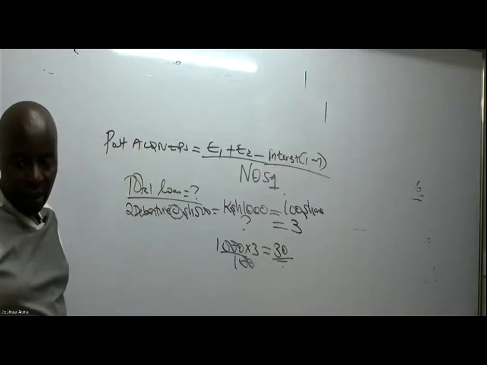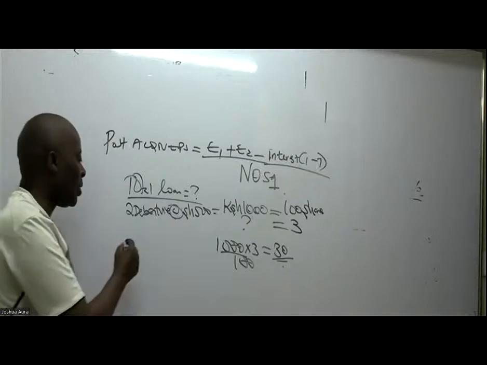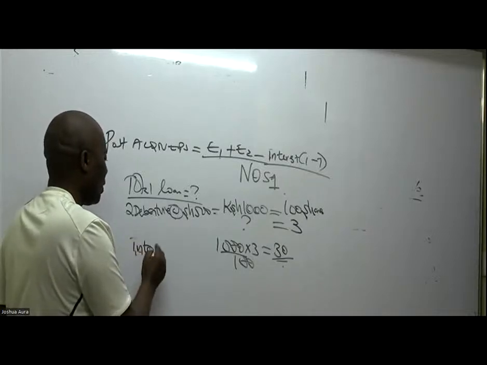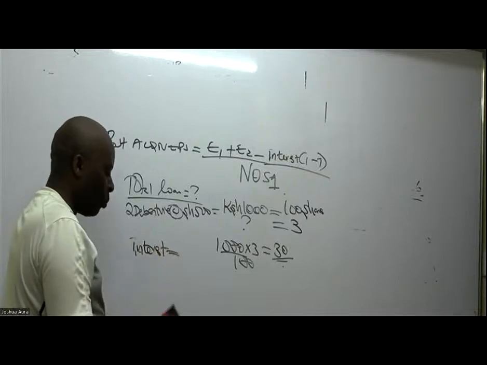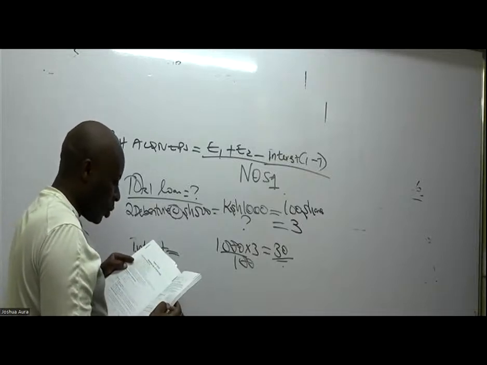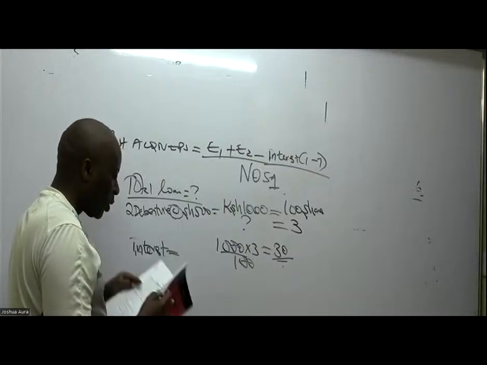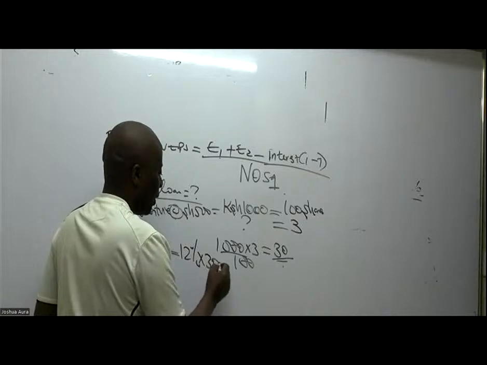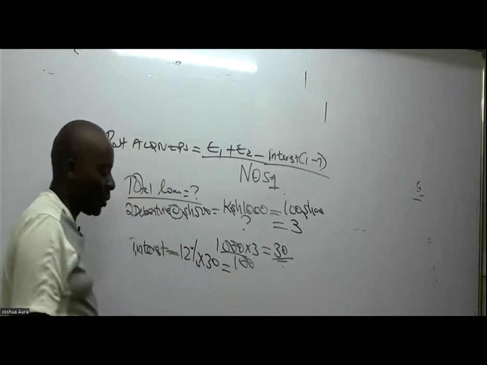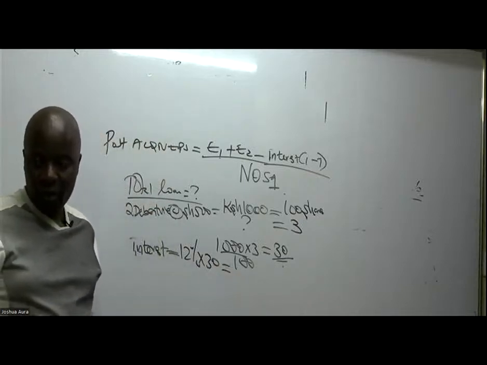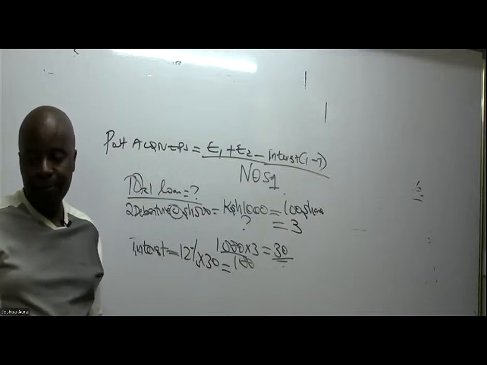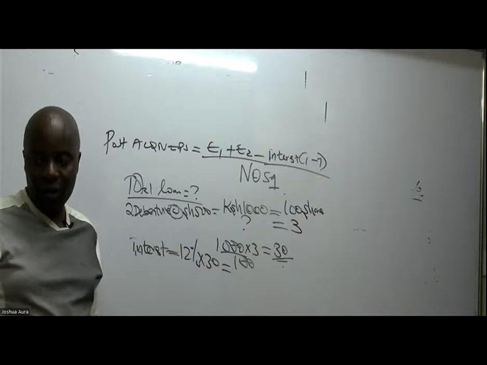Once I have the total debt, I need to calculate the interest payable. Fortunately, they have given us the coupon rate of 12%. So we have here 12% of 30, which gave you guys how much? What is 12% of 30? Please give me the answer.